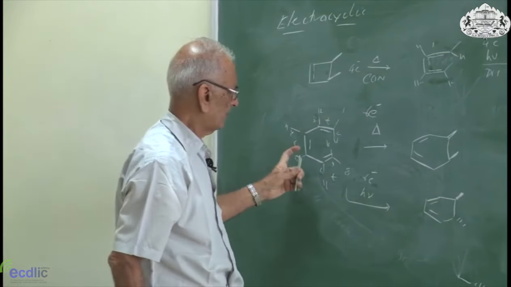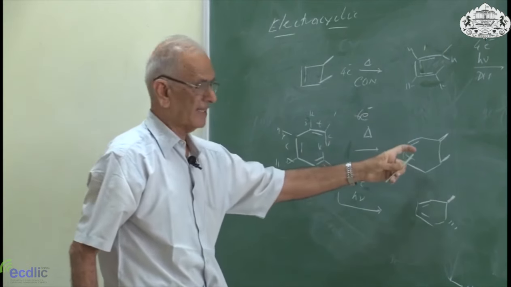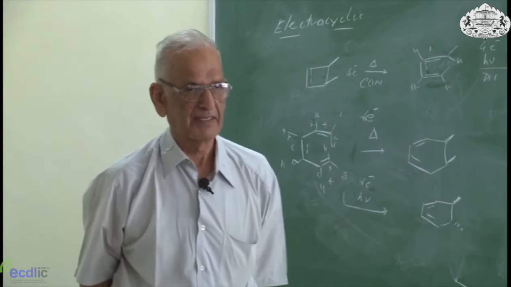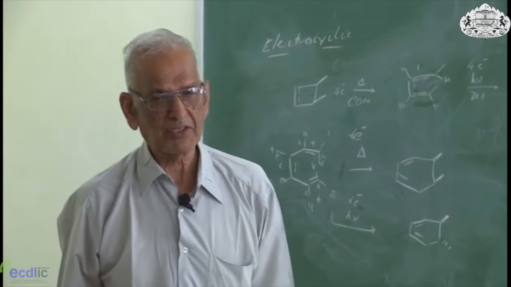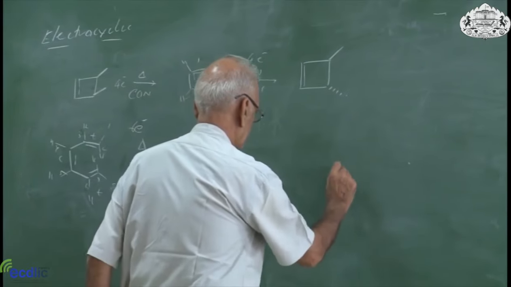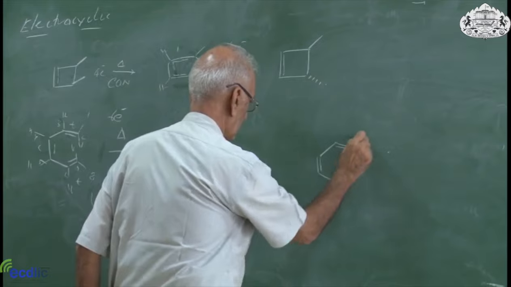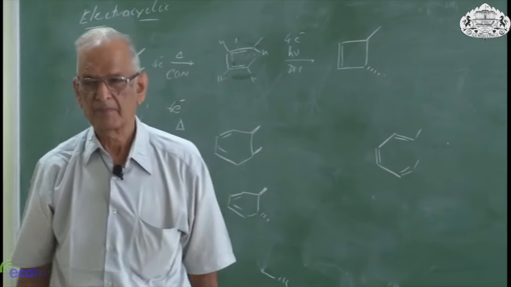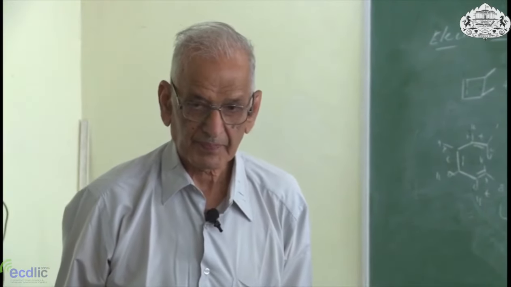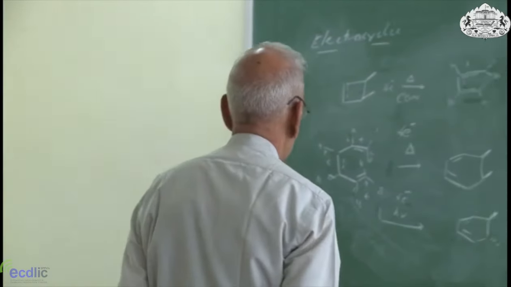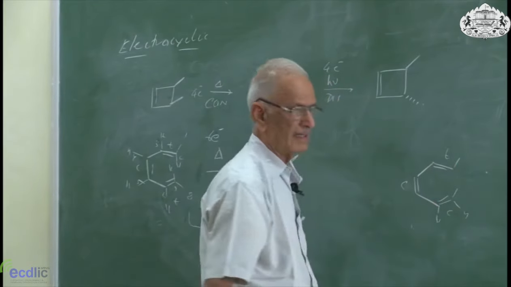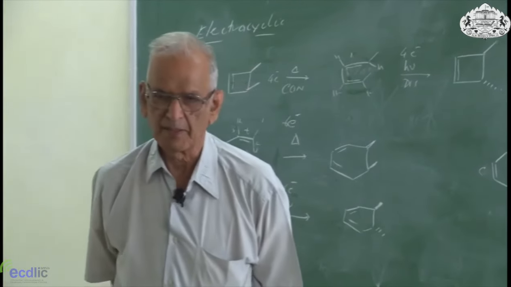What are we seeing? Thermal reaction has given cis product, photochemical reaction has given trans product. So, when I do it with photochemistry, I get a different result. What will I call this compound? Trans, cis, cis. All right? Okay.